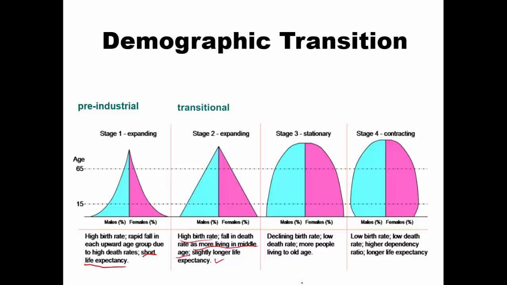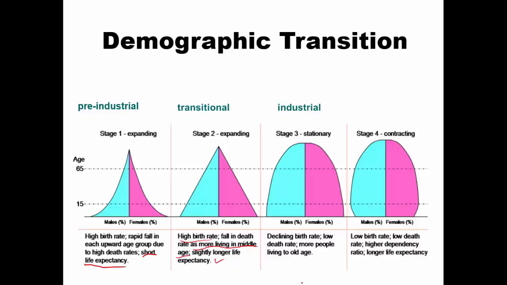Okay, the stationary model, which I call the restabilization. You have the fully industrial model. You have declining birth rate. You have a low death rate. A lot of people living into old age, and this is what they called the zero population growth phase, where there are enough births to replace the low death rate at the top.